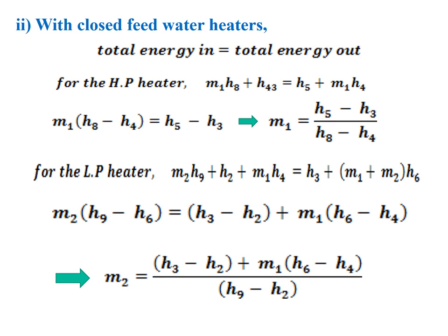Similarly for the closed feed heater. For the closed feed heater, again the high pressure heater: m1 into h8 plus h4 is equal to h5 plus m1 into h4. This is the output, and this is the input. If you solve, you'll get m1 equal to (h5 minus h3) by (h8 minus h4). So this is the thing. And similarly for the low pressure heater.